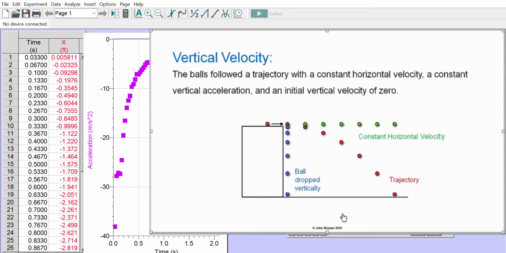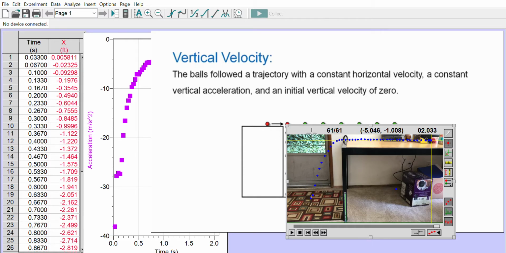So the only force acting on a projectile after the launch is the force due to gravity, which is directly downwards to the center of the earth. And projectiles have a constant vertical acceleration and a constant horizontal velocity. And based on the experiment we did, we can easily see the motion of a projectile has two components.